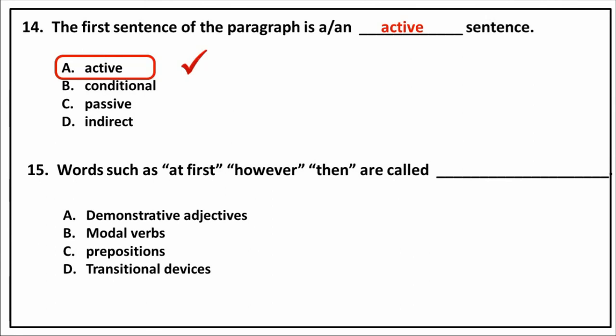But transitional devices are those devices which refer either to the time or to the place, situations, things like that, like at first, however, then. These are called transitional devices, so option D is the correct option. Transitional devices.